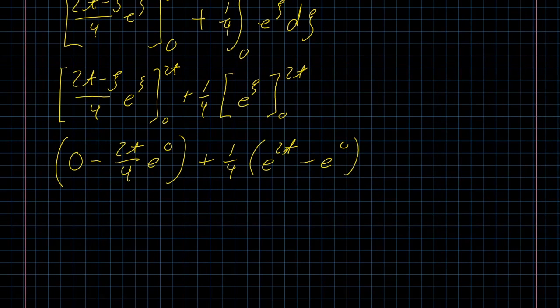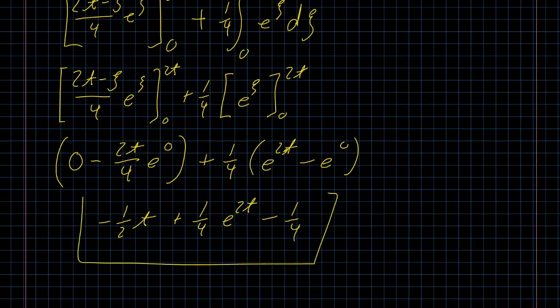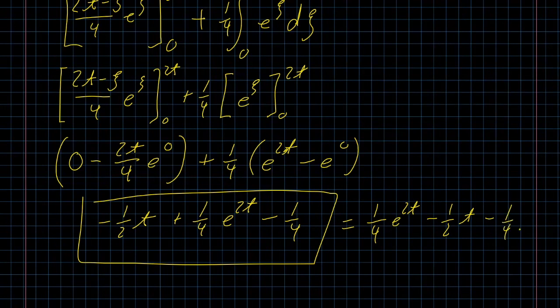The second one is a little bit easier, e to the 2t, e to the 0. So I've got negative 1/2 t. I've got 1/4 e to the 2t, and I've got minus 1/4. The aestheticist within me says that this should be 1/4 e to the 2t minus 1/2 t minus 1/4. That is an order that is more familiar to mathematicians, but that's not something that really matters all that much.